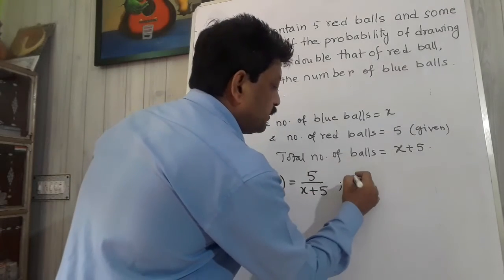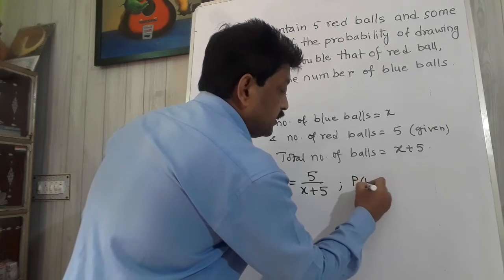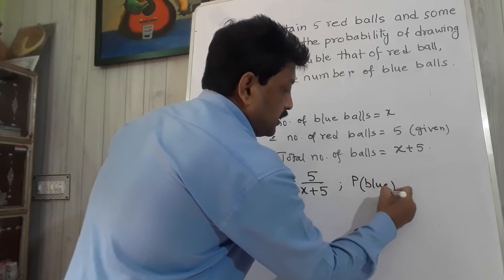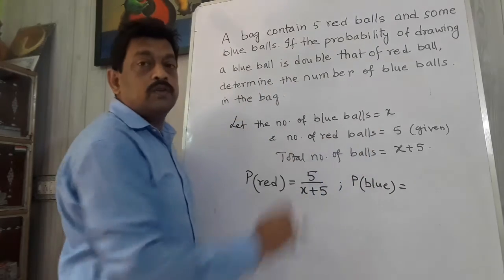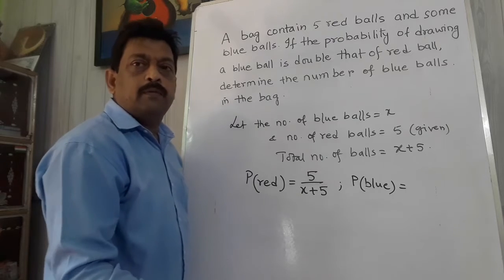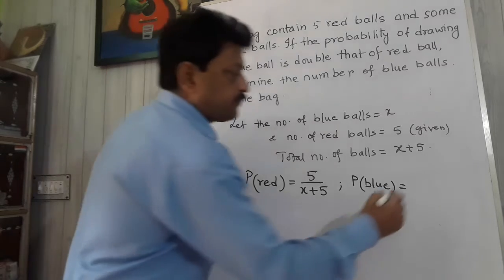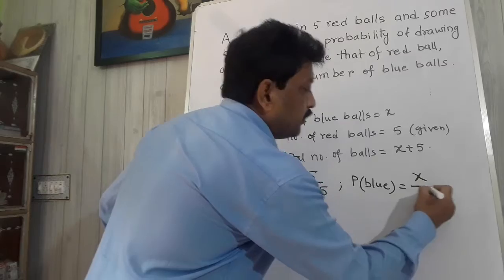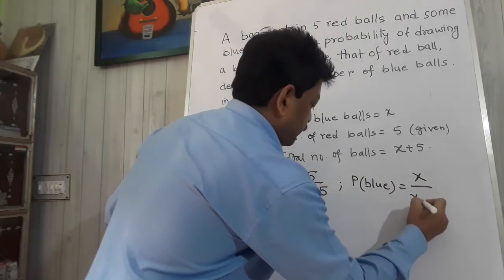And what is the probability of drawing a blue ball? How many blue balls are there? Number of blue balls equals x. So favorable outcome is x and total outcome is x plus 5.